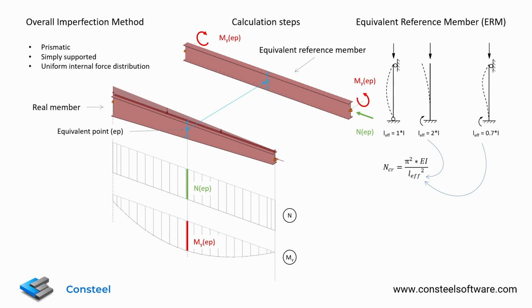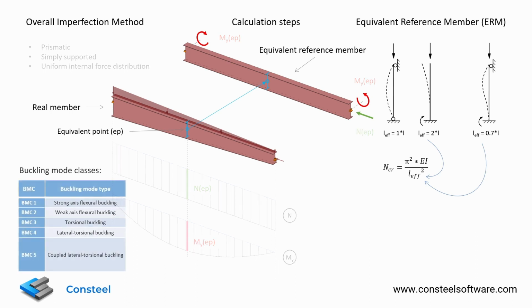In the standard, there are several different ways to calculate the reduction factor depending on what kind of stability phenomena we are dealing with. To be able to use the correct calculation method, we have to classify our specific case into one of these categories. For example, in case of doubly symmetric cross-sections, there are 5 applicable buckling mode classes, which are the following: strong axis flexural buckling, weak axis flexural buckling, torsional buckling, lateral torsional buckling, and coupled lateral torsional buckling.